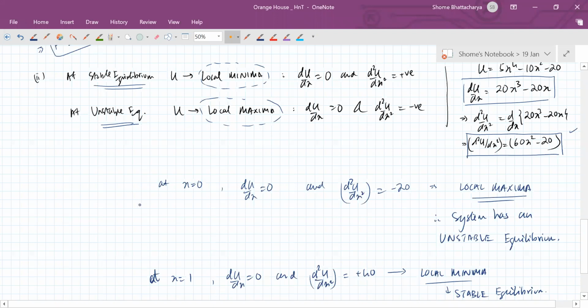Okay. We've already found out the equilibrium positions before in part 1. So we're using those values here to just check which ones are stable and which ones are unstable.